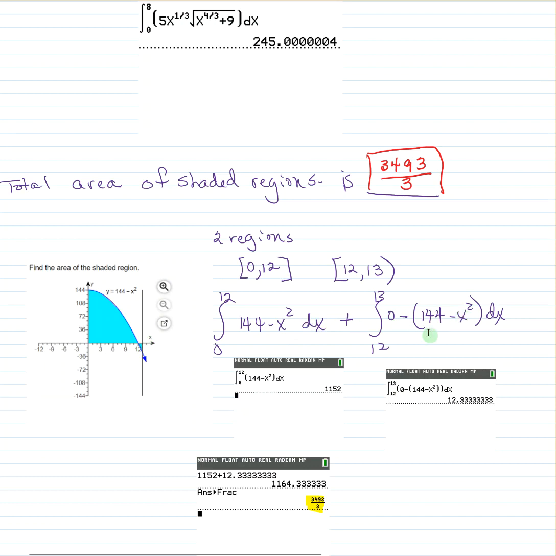Once you've gotten those written, you can go do them with Math 9. So I did this one. That was 1152. I did this one. It was 12.33 repeating. And then I added those two. Now you could do all of that in one thing if you feel comfortable doing that. And then I just turned it into a fraction because it does want a fraction for your answer. And that was 3493 over 3. So that's how we'll do the area of the shaded region.